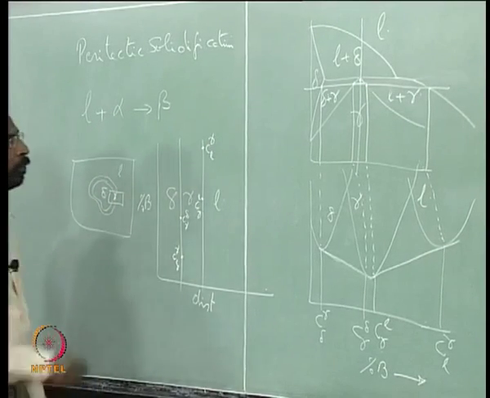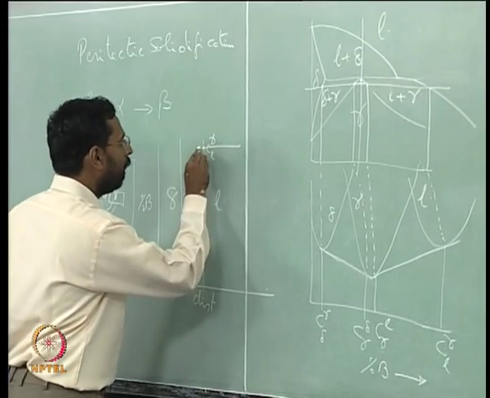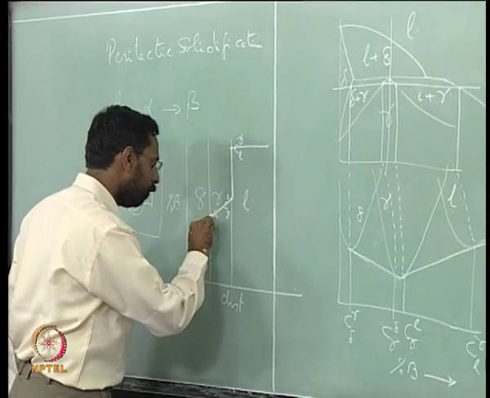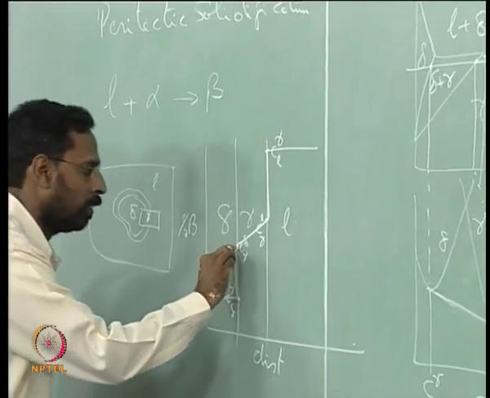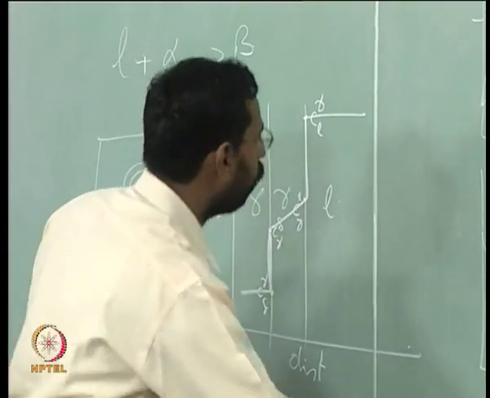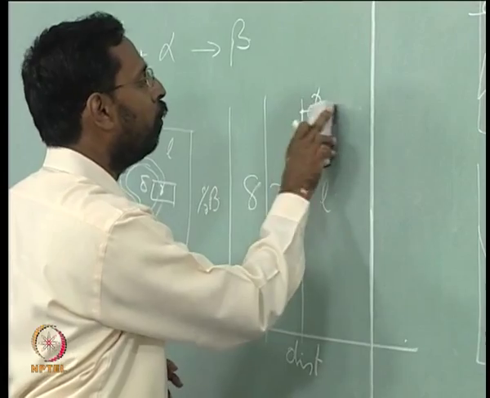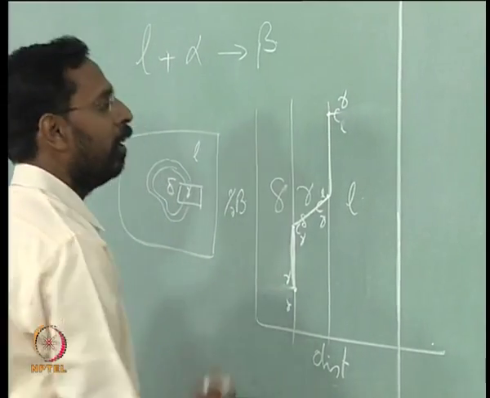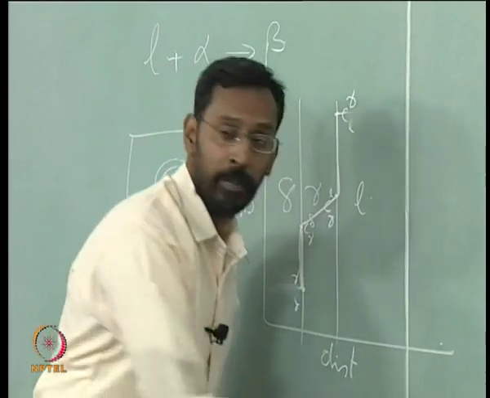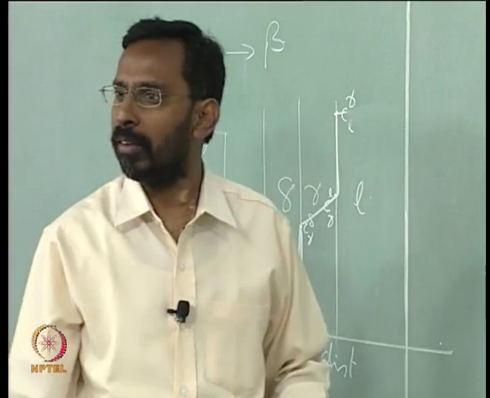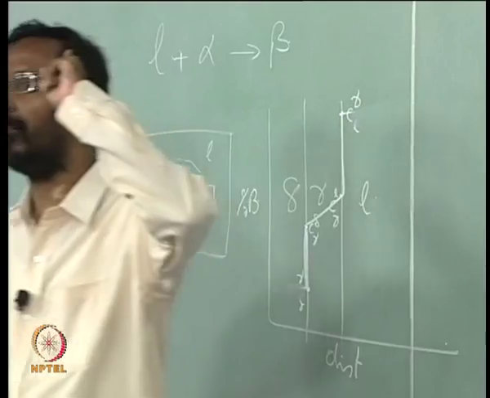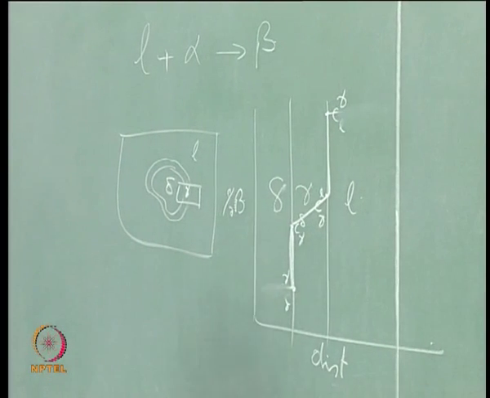Now, if I do a kind of a profile, I can see the composition profile is something like this. I really do not know whether this continues horizontally into this, let us not bother about it. In principle, it may not. Why? If you carefully observe, what is the composition of liquid with which we have started?